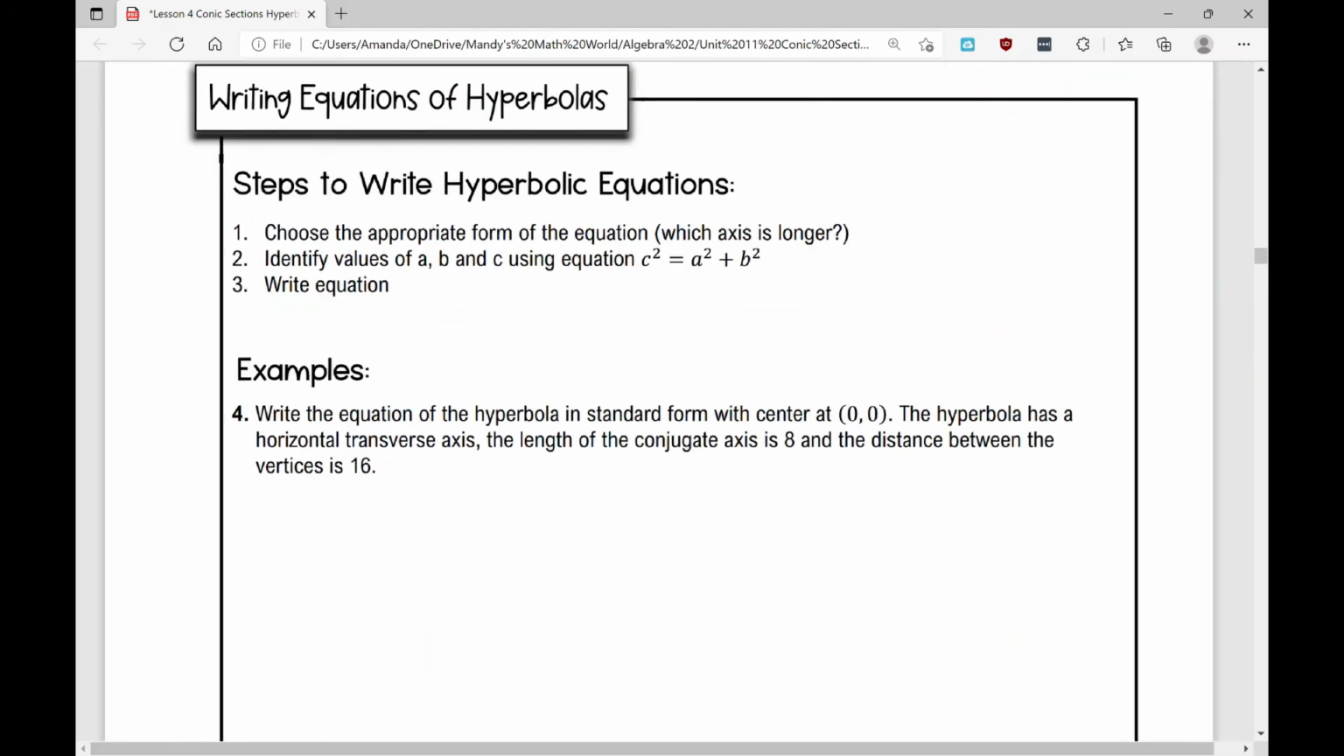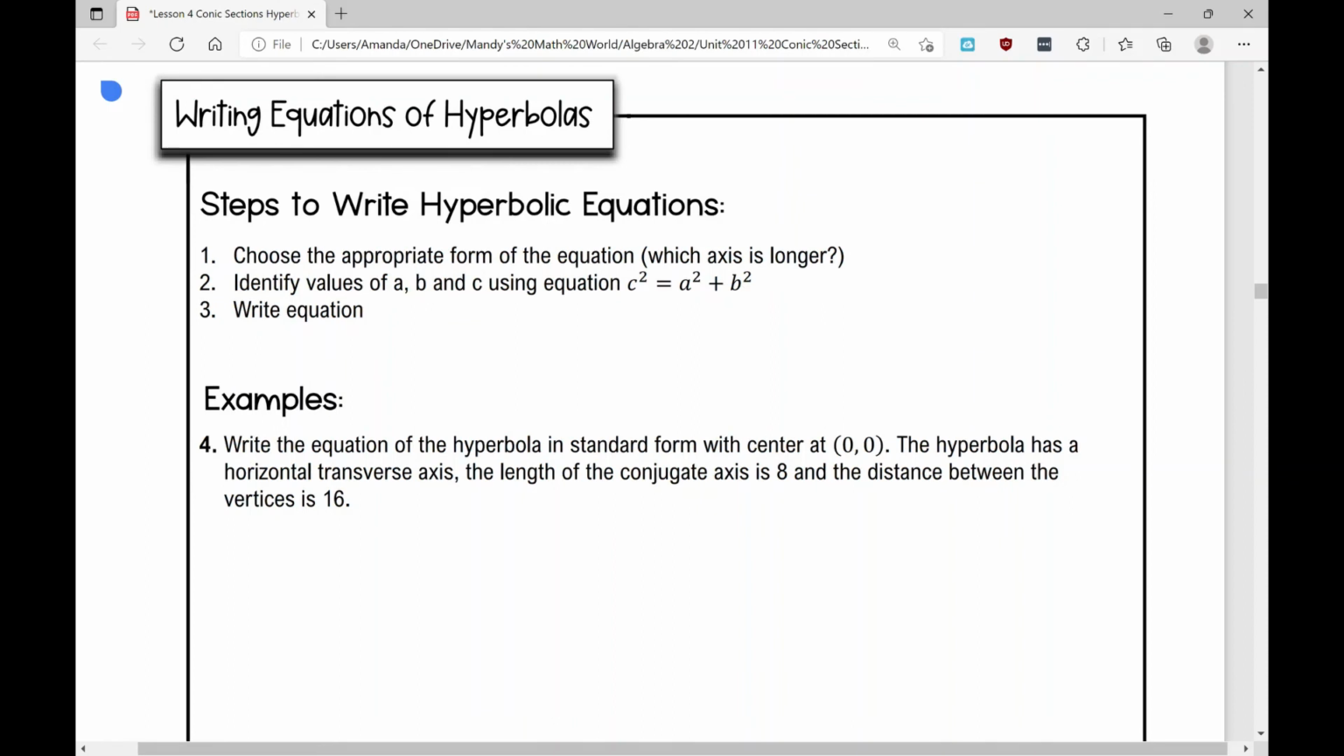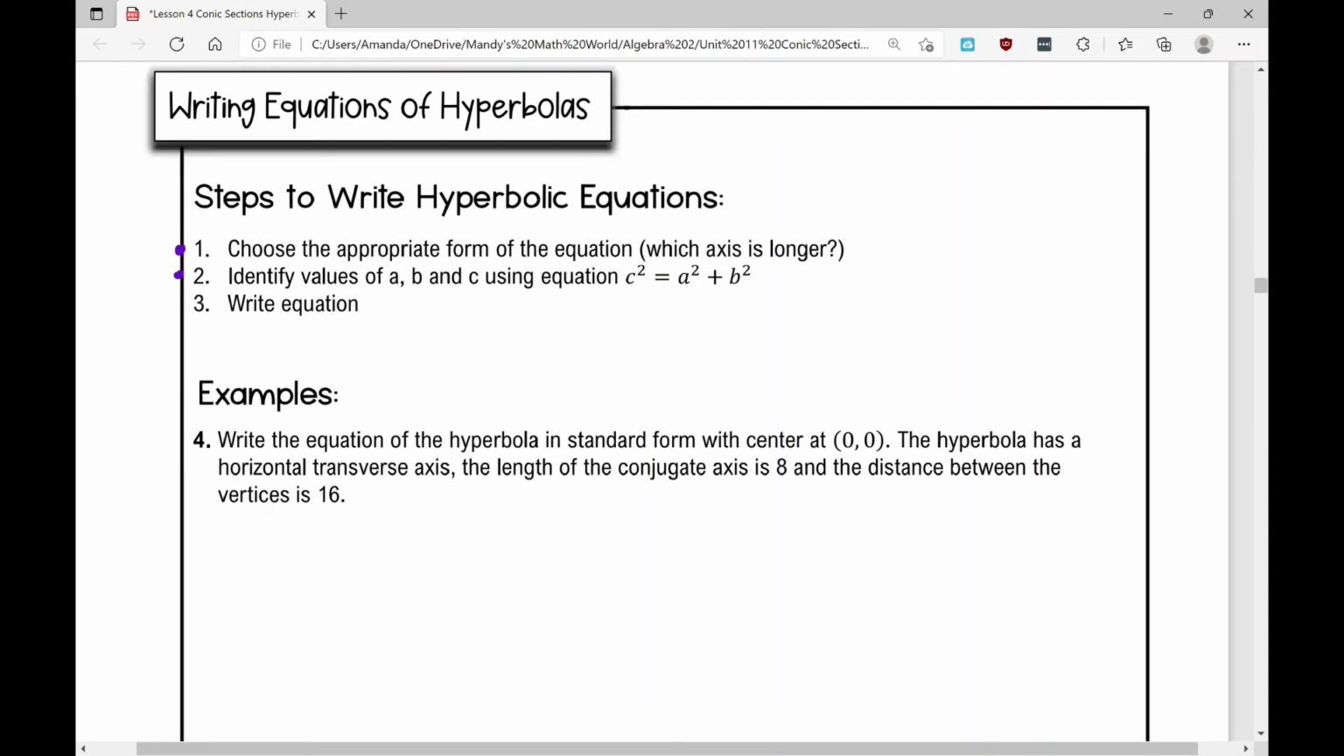So now let's get into writing equations of hyperbolas. Your steps to write hyperbolic equations: well, you need to choose the appropriate form of the equation. Which axis is longer, right? We keep talking about that. Which axis is longer? Which way does it open? Where is the positive? Where is the negative? Is it in front of the x, or is it in front of the y? Then you need to identify the values of a, b, and c. Really, you only need a and b, and then we're going to write the equation.